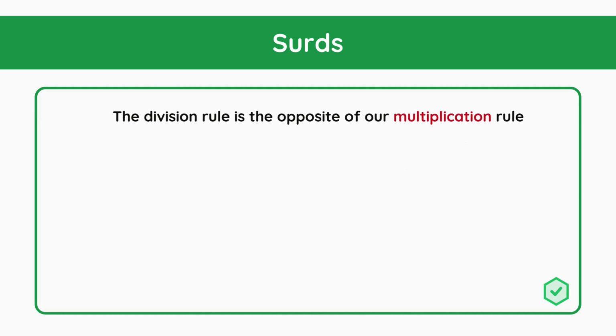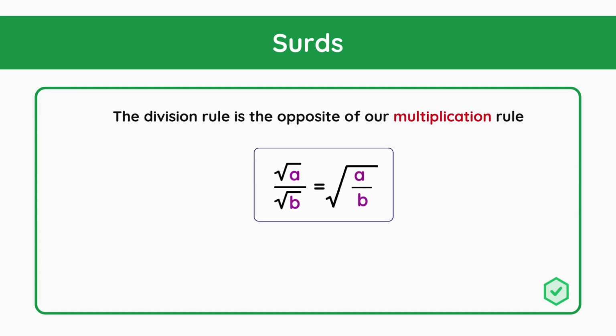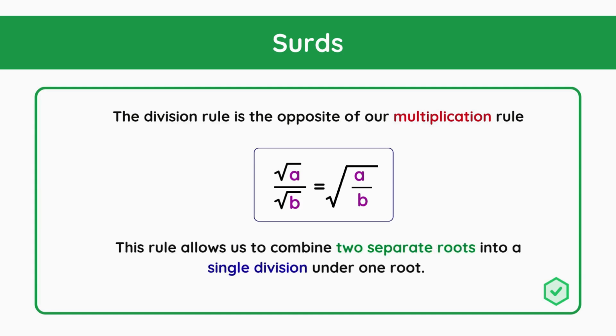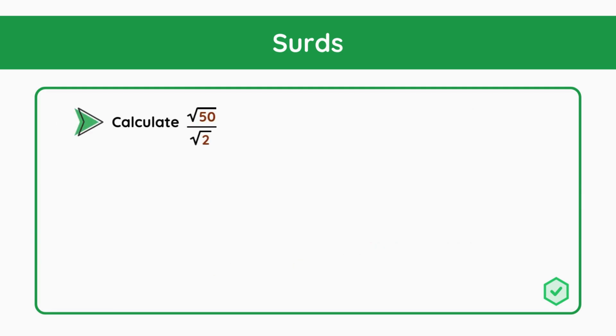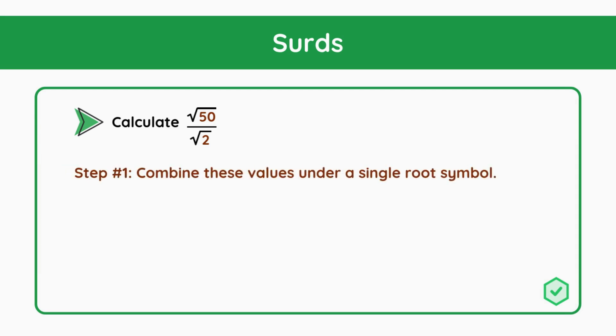In our final section, we will discuss how to divide surds. The division rule is the opposite of our multiplication rule. Square root of a divided by square root of b equals the square root of a divided by b. This rule allows us to combine two separate roots into a single division under one root. Let us look at a basic example. Calculate square root of 50 divided by square root of 2. Using our rule, we combine these values under a single root symbol, square root of 50 divided by 2. Next, we divide 50 by 2, which gives us 25. Since 25 is a perfect square, we can evaluate this exactly to 5.